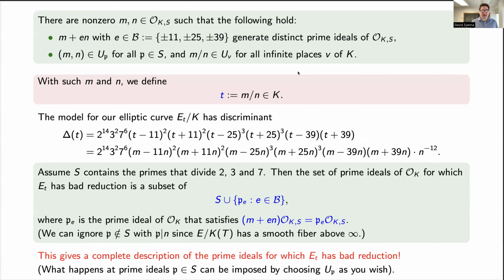And now with such m and n, we can define our t, which is just going to be m divided by n. So that's going to be the numbers we want to plug into our elliptic curve. Yeah, specific elliptic curves. Why are we doing all this? Well, it's really this discriminant computation.